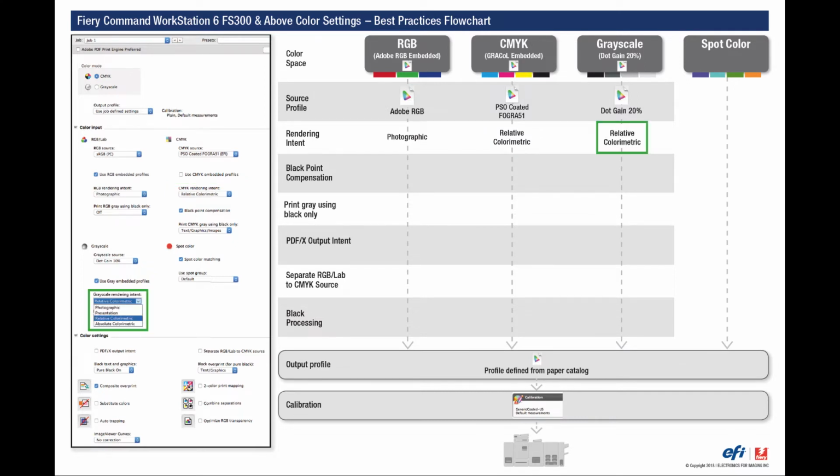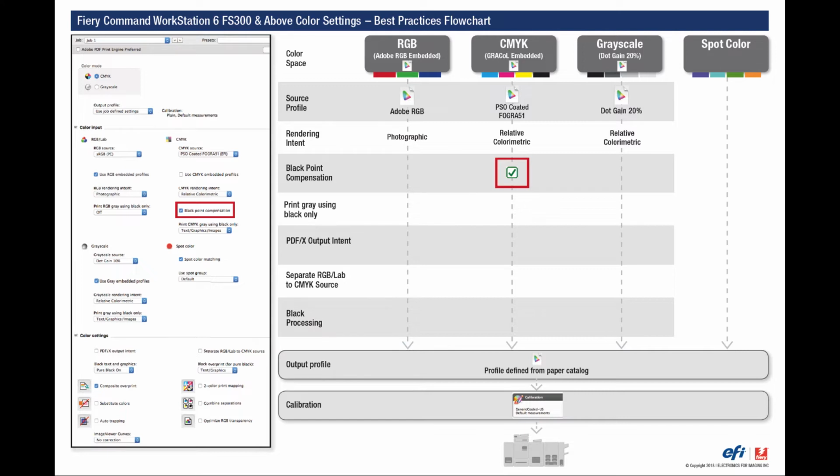For grayscale, we also recommend relative colorimetric. Again, grayscale images are not created in a big Adobe RGB space. They're usually more or less like the CMYK space, so relative colorimetric is the best choice.